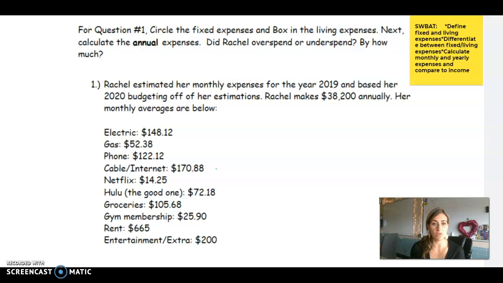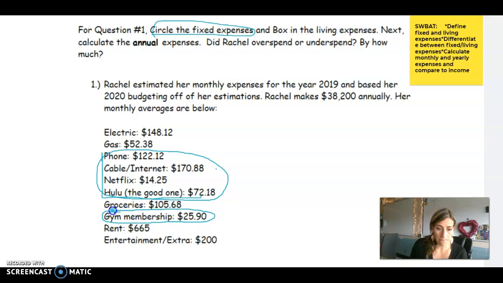So first of all, it says circle the fixed expenses and box in the living expenses. So I'm going to take the marker. Remember, fixed is the expenses that don't change. So let's see, the phone doesn't change. Cable and internet will stay the same. Netflix will stay the same. Hulu will stay the same. Those are all fixed. And even though I am boxing it, not doing what I'm asked to do in the directions. What else stays the same? A gym membership will stay the same. Rent will stay the same. So those are all fixed. Living expenses, those change. Those change. Those change. Add a holiday in there too. That also will change.